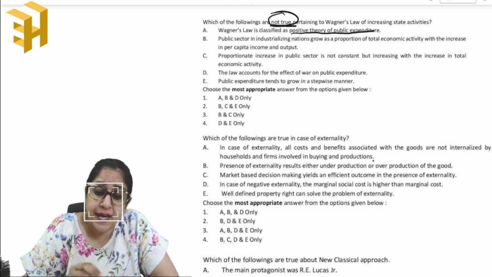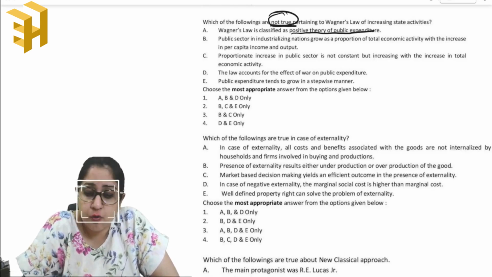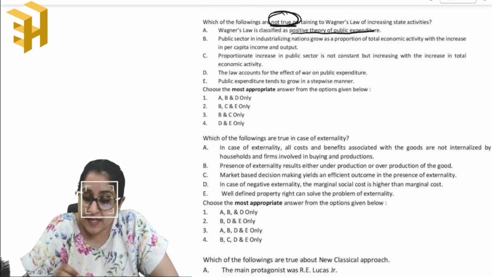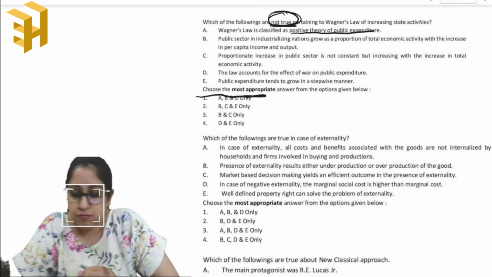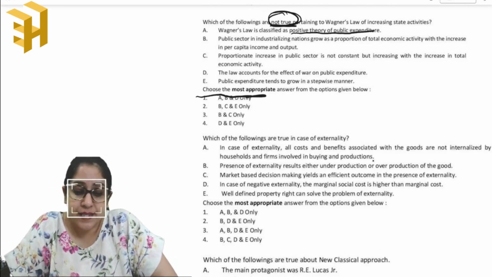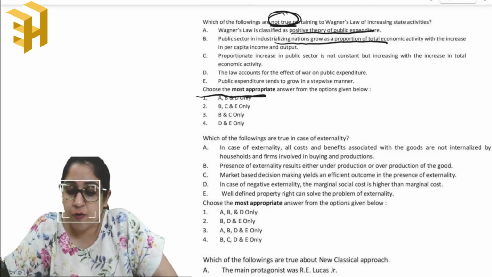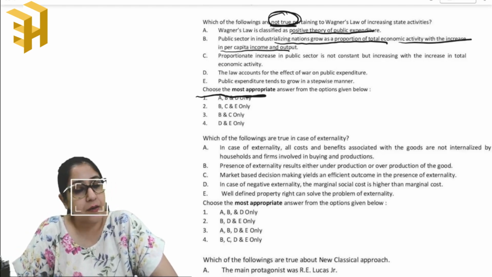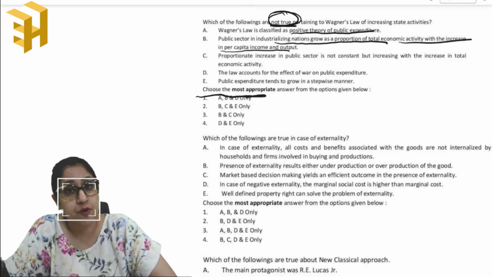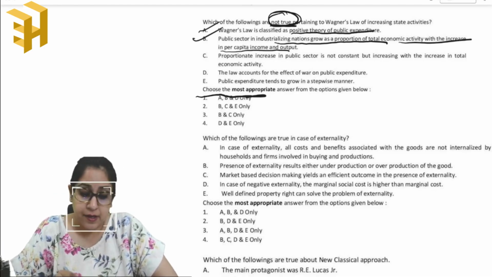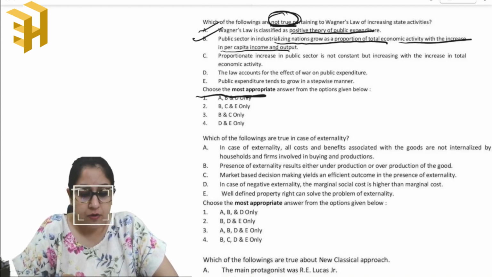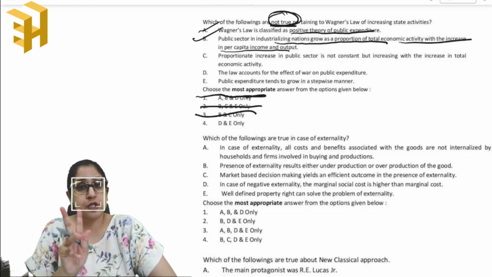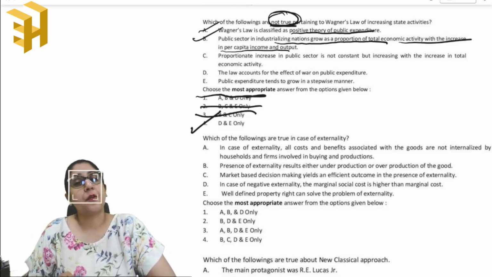So it is the state's responsibility to ensure that their population is receiving the basic necessities. Okay, so A is correct, but because the question mentions not true, we have to strike out the option where A is there. Okay, so this one. Next is public sector in industrializing nations grow as a proportion of total economic activity with the increase in per capita income and output. This is the very basic statement of Wagner's law. So this is also right? So we have to strike out options where B is there. So again, after reading 2 statements, we've come to the answer as 4 here.